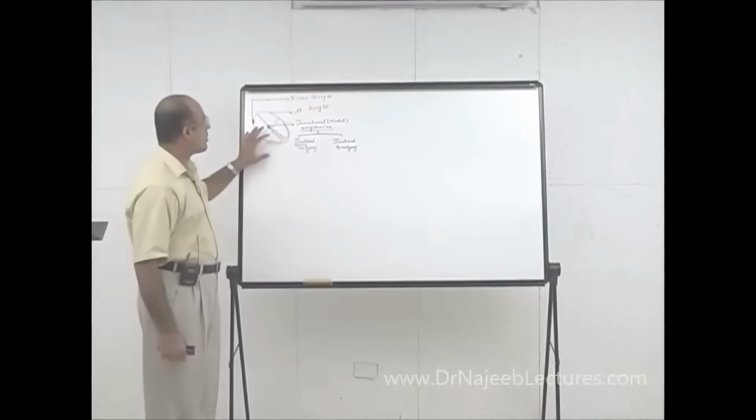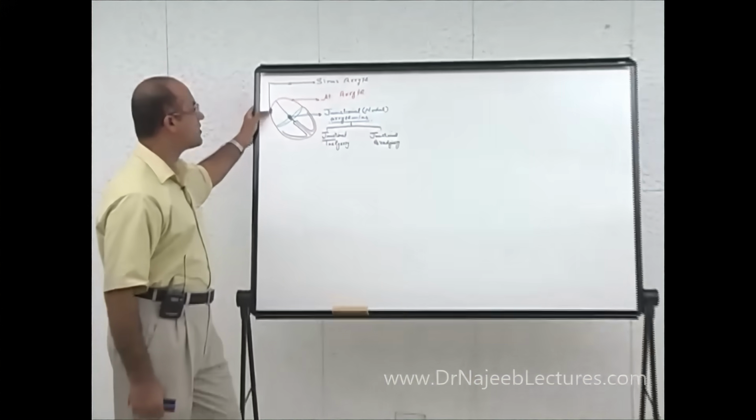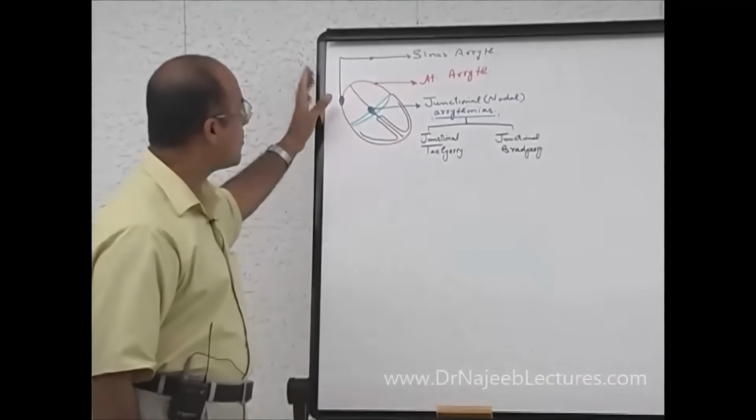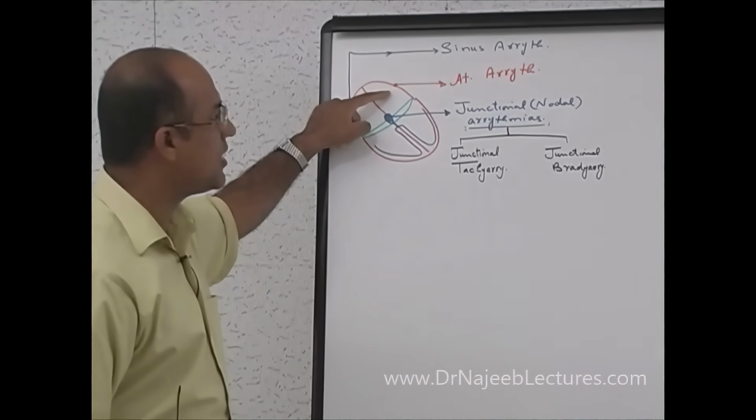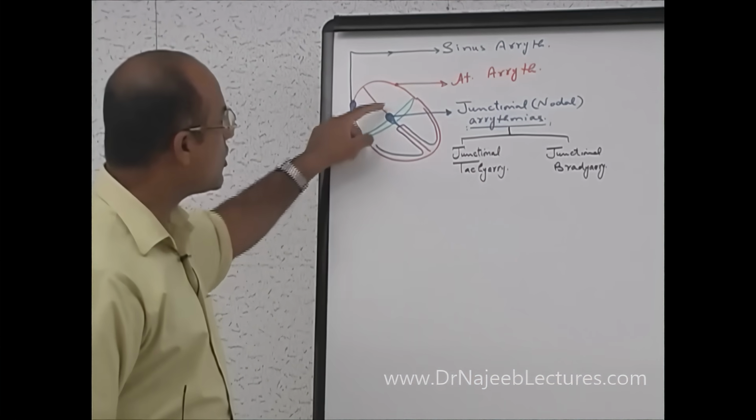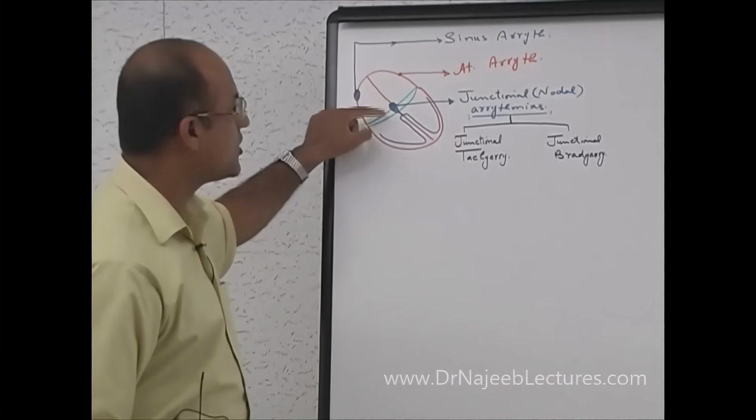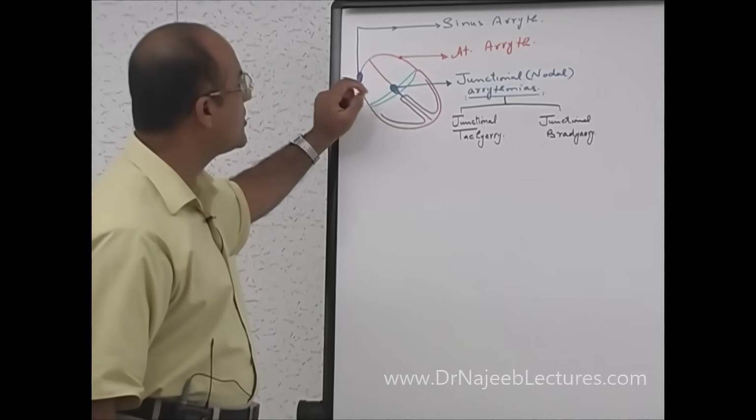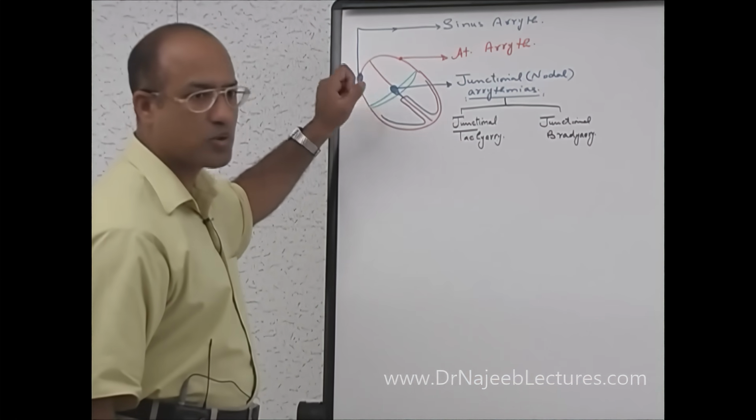Now we have already discussed the sinus arrhythmias, right? We have already discussed in the previous lecture the atrial arrhythmia. Now we'll concentrate on the rhythm problems around the junction, the rhythm problems around the AV nodal area.